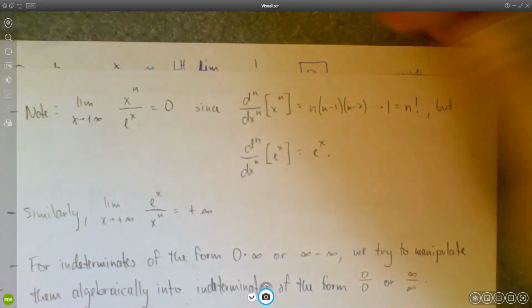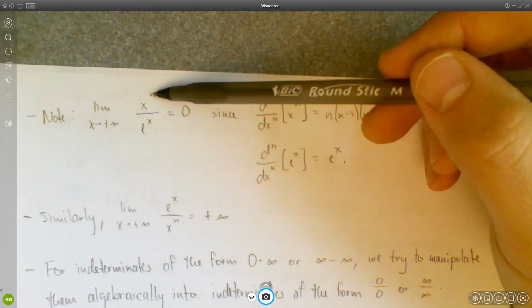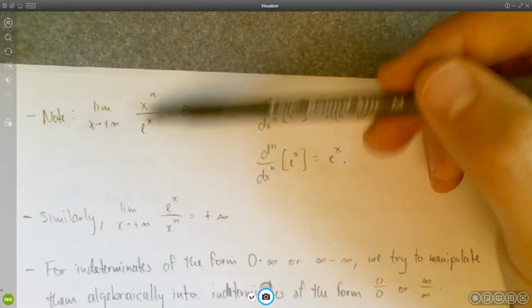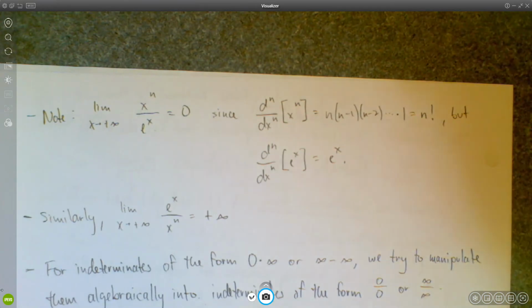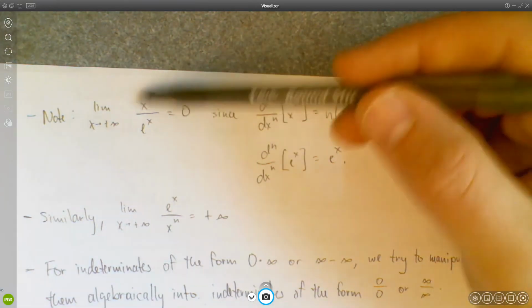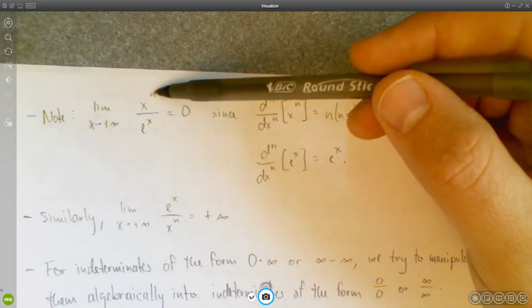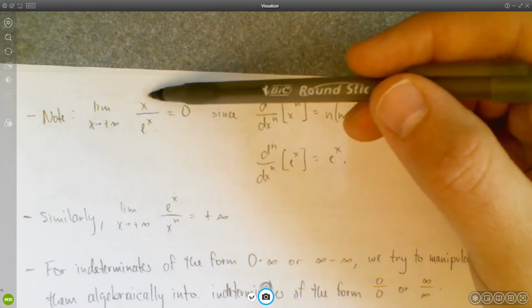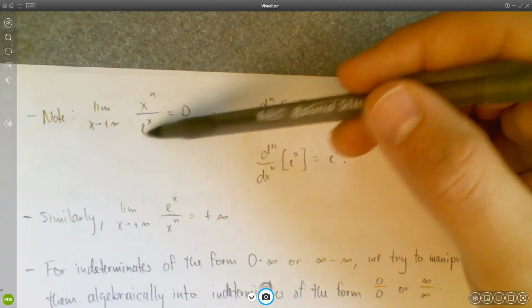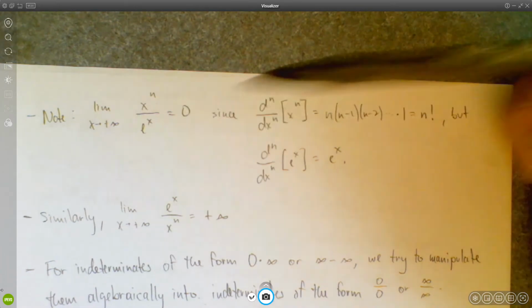Now here's why that happens, because if you imagine plugging in infinity, you get an indeterminate of the form infinity over infinity. So you can apply L'Hopital's rule. But what are you going to get when you apply L'Hopital's rule to this? You're going to get n times x to the n minus 1. And down here you're just going to get e to the x, because e to the x is its own derivative.